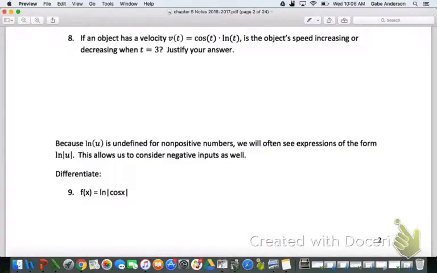What I would say with 8 is let's only use our calculators at the last possible second. It's not, normally, obviously a quiz, I'm not going to say that, right? Because what does that really mean? Let's think big concept, and let's only use our calculators when we absolutely, desperately have to. Okay? So number 8 says, if an object has a velocity v of t equals cosine of t times ln of t, is the object's speed increasing or decreasing when t equals 3? So is speed increasing or decreasing at t equals 3?